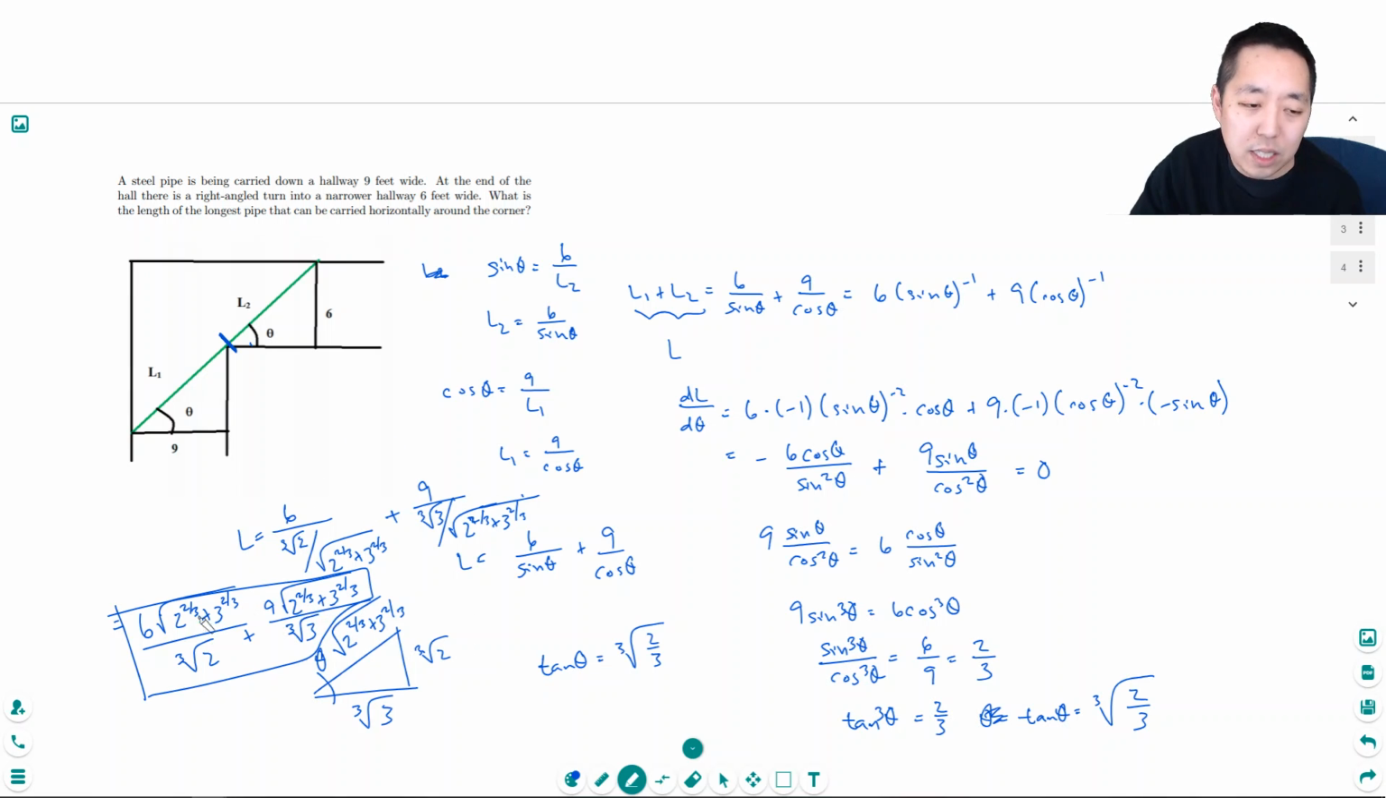The point is the numbers just didn't work out super great, and I don't think I made a mistake in the math anywhere. Sine squared, cosine squared, sine cubed, cosine cubed. None of these are cube roots, so yeah, I don't think there's any easier way to do that.